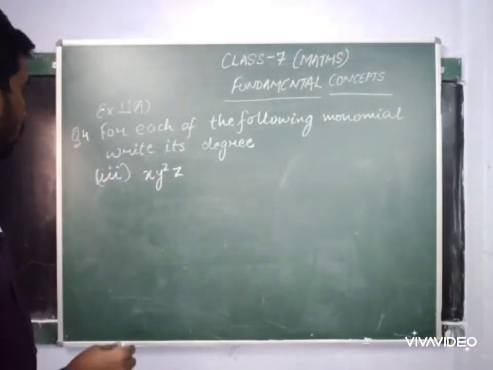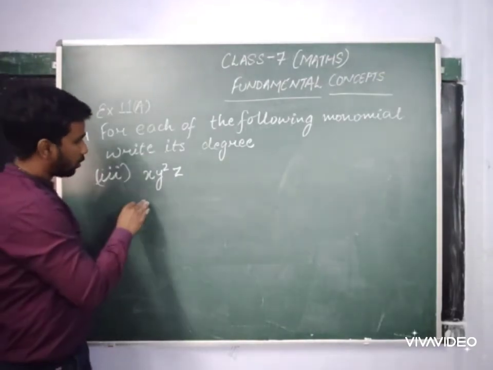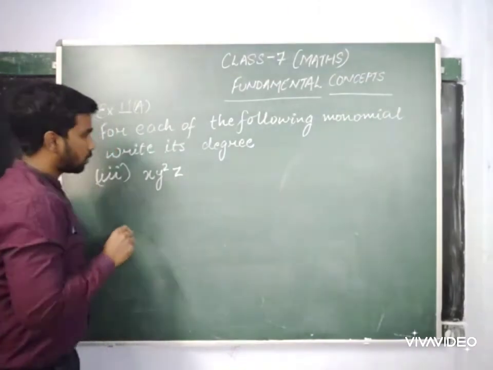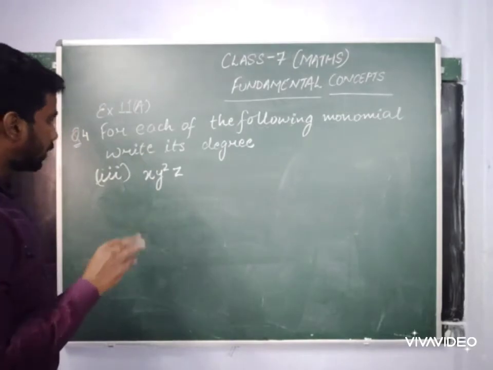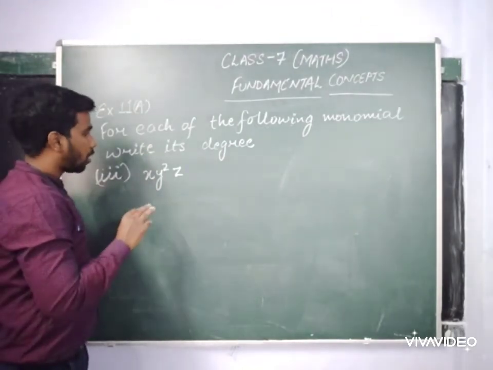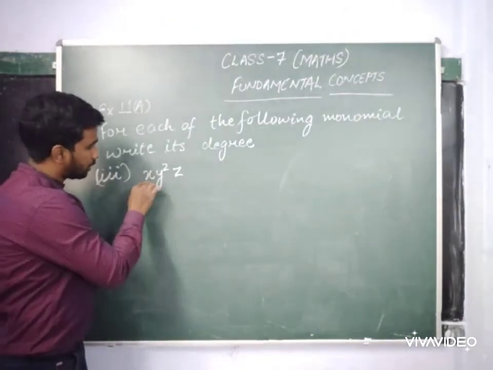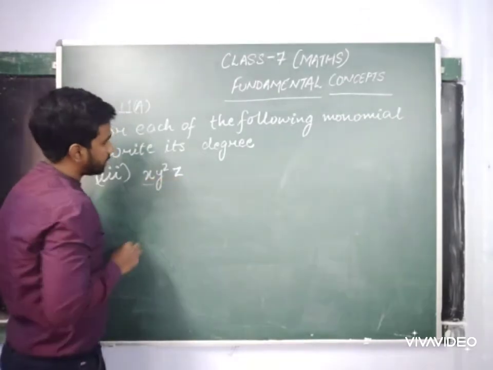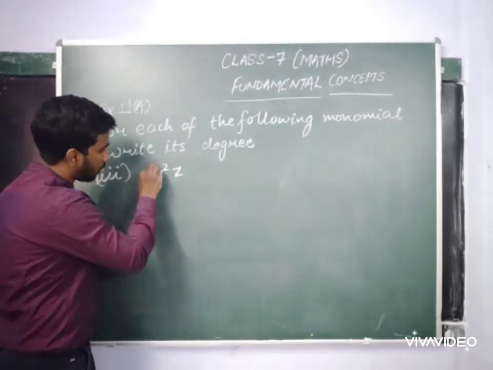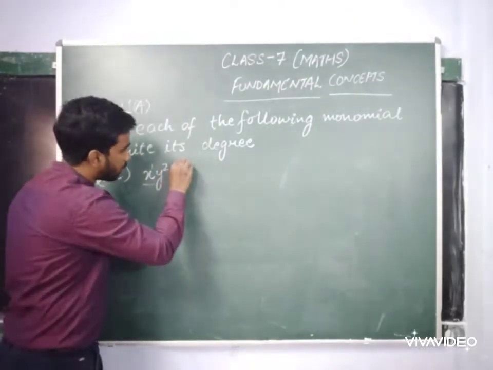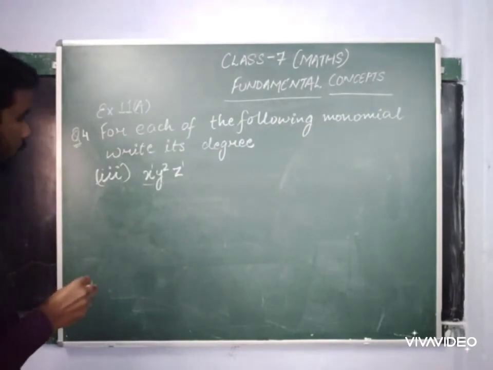Now see what the third part is telling. You have to write the degree of x, y square, z. As we know, the degree is the exponent of the variable or the sum of the exponents of the variables. Clear? There are 3 variables given, x, y and z. Over here you can see that there is no exponent on x, so I am assuming it as 1, and on z also no exponent is given, that is why it will be 1.